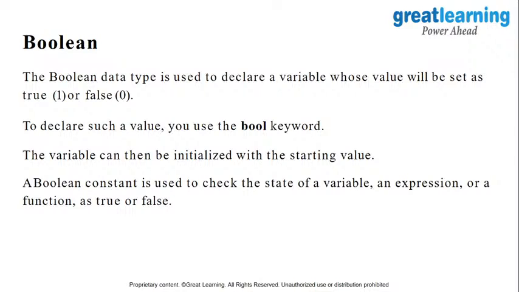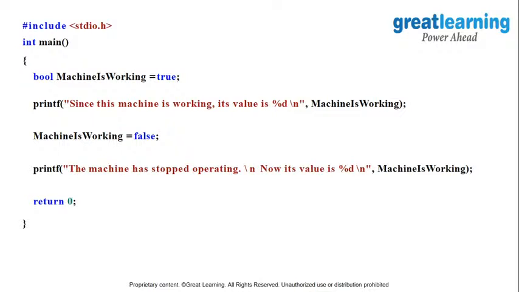value. So a Boolean constant is also used to check the state of a variable, an expression or a function, as true or false. We can return from a function: if everything goes well, we will say return true, right? So now let's see how the program works, right?